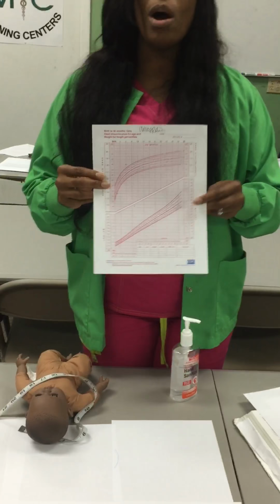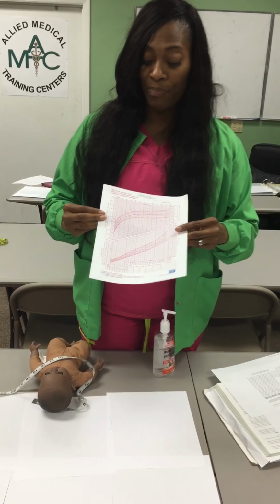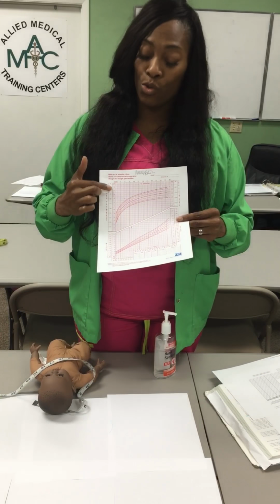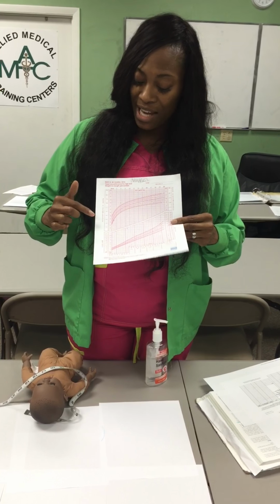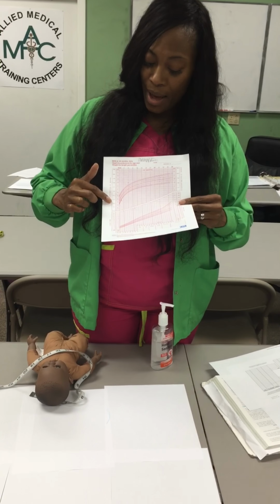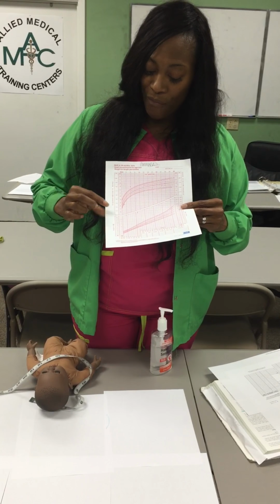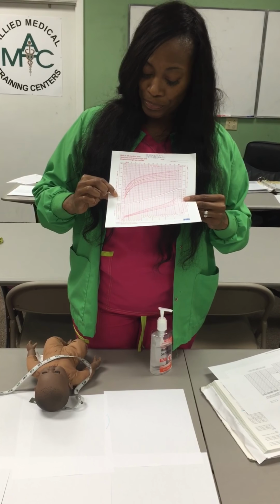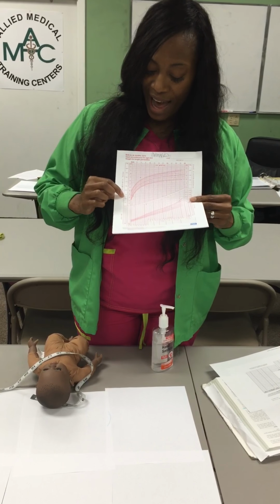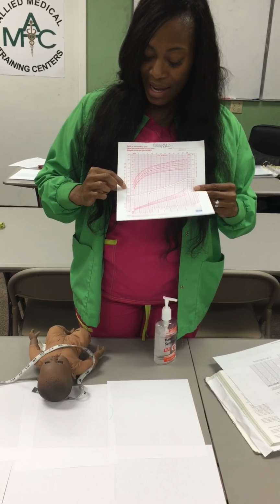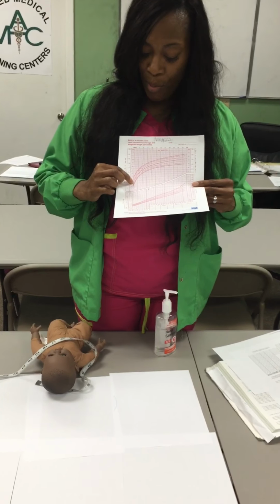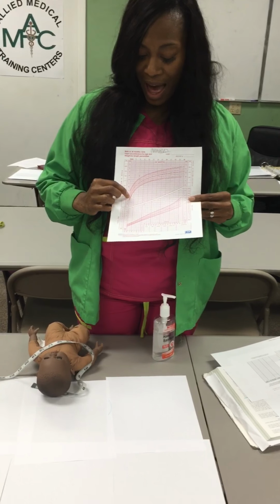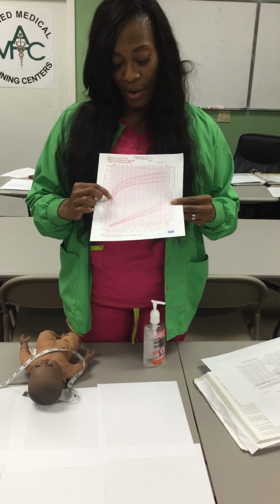So make sure when you are charting, ladies and gentlemen, that you find the actual line, followed by, say, my baby's head circumference was 13.5. So I would find my 13. And then this next line is the half. So I would document, if this was a newborn, on the birth line right about here.